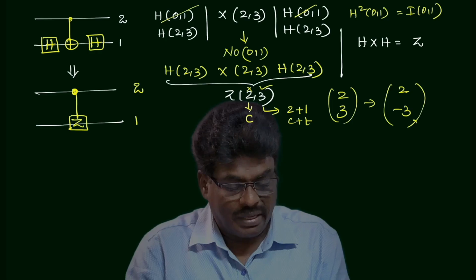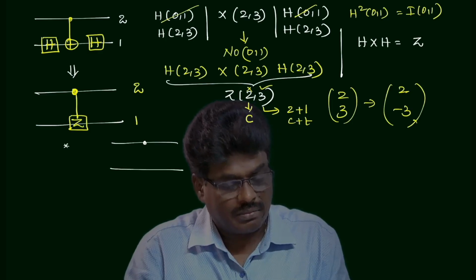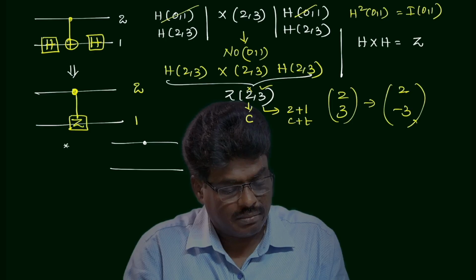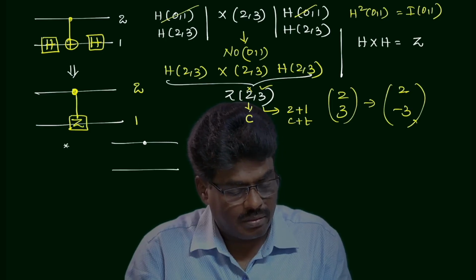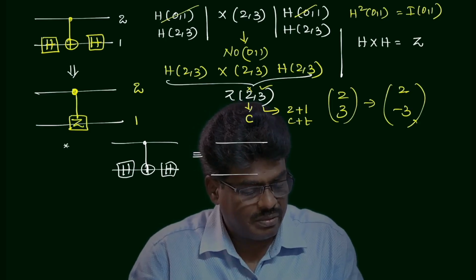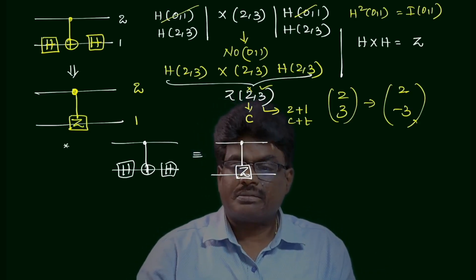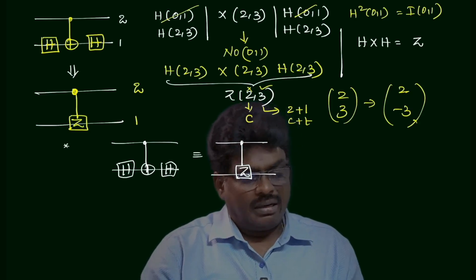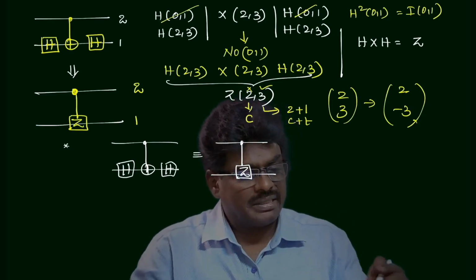So finally we can conclude like this. If you have C naught here and a Hadamard gate and this Hadamard gate, this is equivalent to this control Z. Okay, right? And you know that with control Z, you can interchange control bit and target bit also. Next, let us take a few examples.